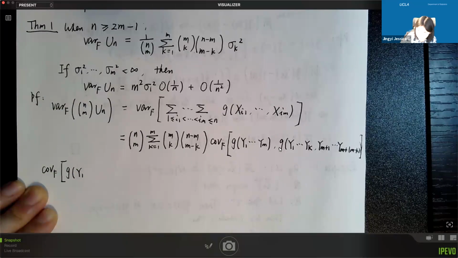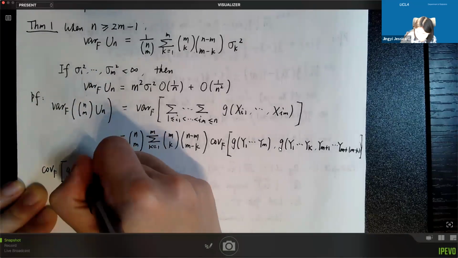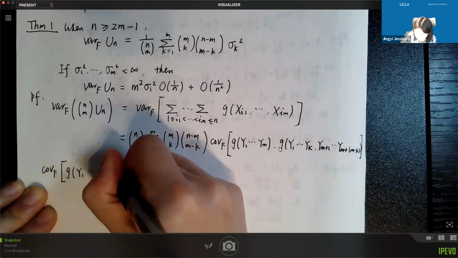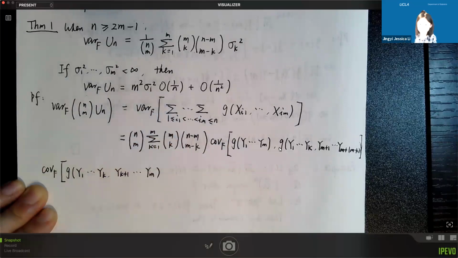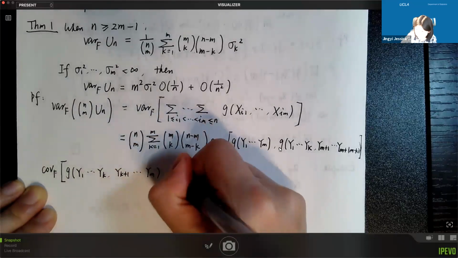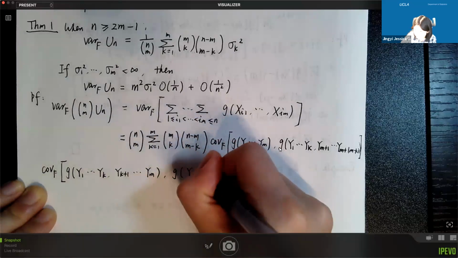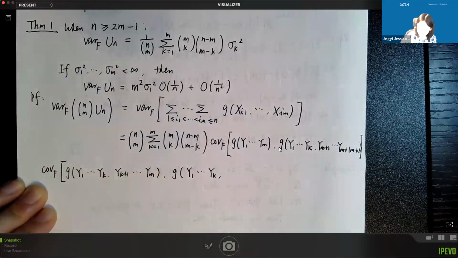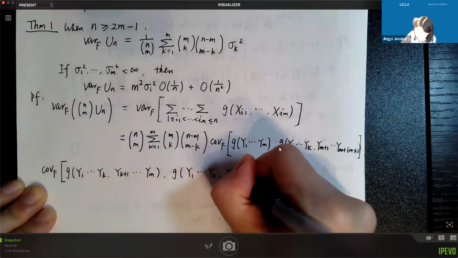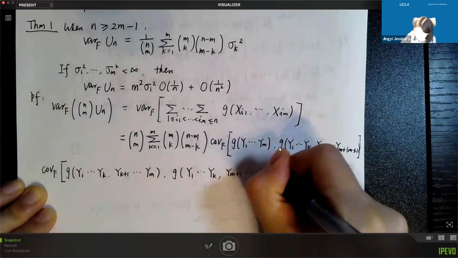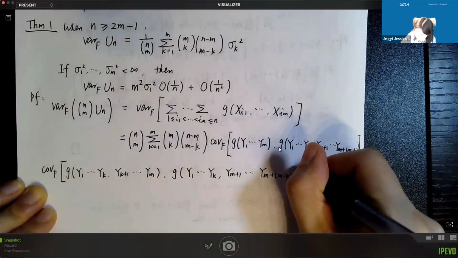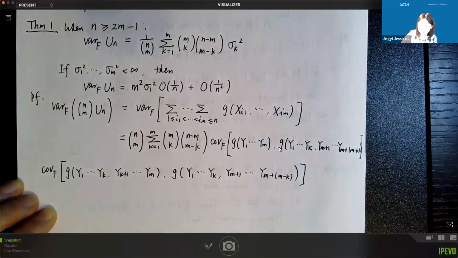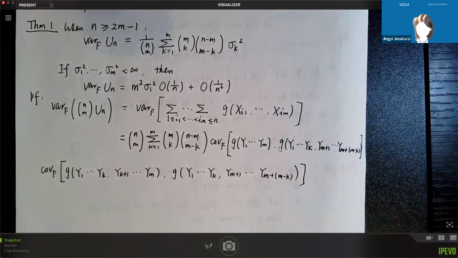For the first term, I have y1 to yk and yk plus 1 to ym. And the second term overlaps in y1 to yk, but the second half is changed to ym plus 1 to ym plus m minus k. That's the covariance between the two things. And how do we calculate it?